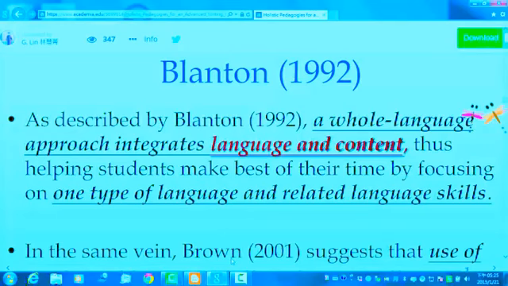As described by Blanton in 1992, a whole language approach integrates language and content, thus helping students, who may waste their time by focusing on one type of language and related language skills.